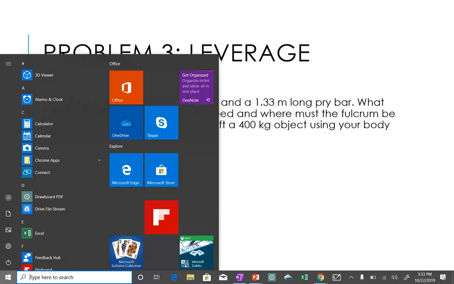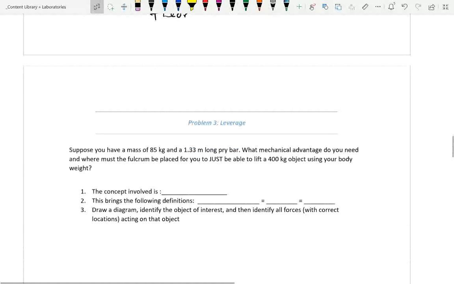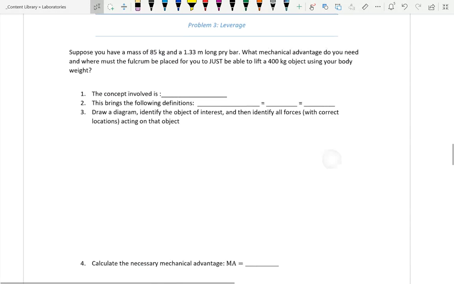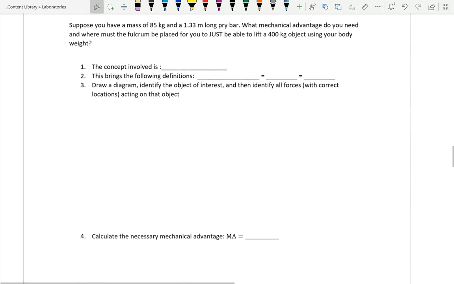So, of course, I started with PowerPoint, and I have to go back here to do the work. Suppose you have a mass of 85 kilograms and a 1.33 meter long pry bar, right? So pry bar, that's a lever. What mechanical advantage do you need, and where must the fulcrum be placed for you to just be able to lift a 400 kilogram object using your body weight? Now, I didn't do this problem beforehand, so I don't know how ridiculous the answer may or may not be. But we'll see. So first, what concept is involved?